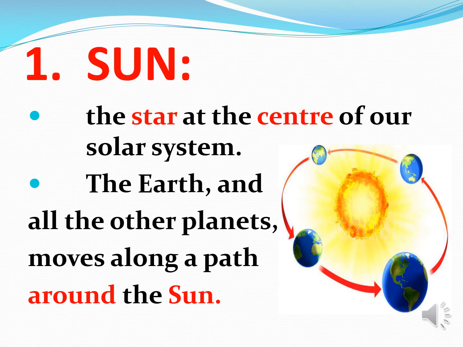The sun, the most important thing in our solar system. Without the sun, we would actually cease to exist. The star at the center of our solar system is the sun. The Earth and all the other planets move along a path around the sun, and we call that the orbit, and we will discuss that further as we continue.